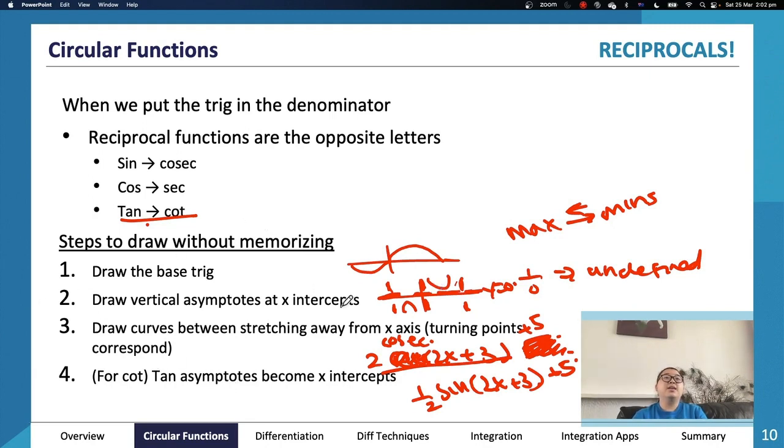For tan, the tan function is like this. So the cot function is literally just the reverse of that. So it has the asymptote here instead of here, and these become x-intercepts. So essentially, when we have this, we'll have this instead, and it'll just go down like that. So it'll come like that, that's an asymptote, and then we'll have this bottom half of the function there.